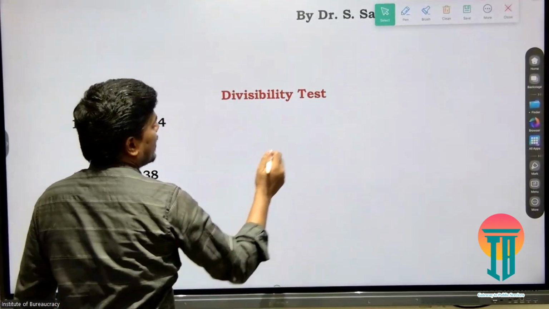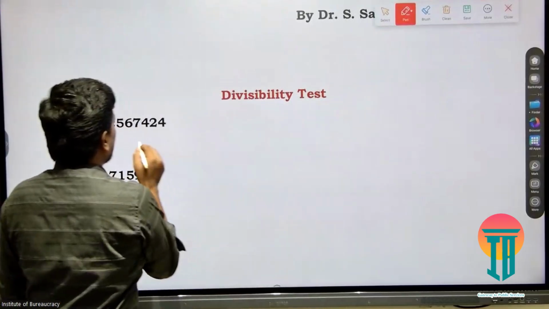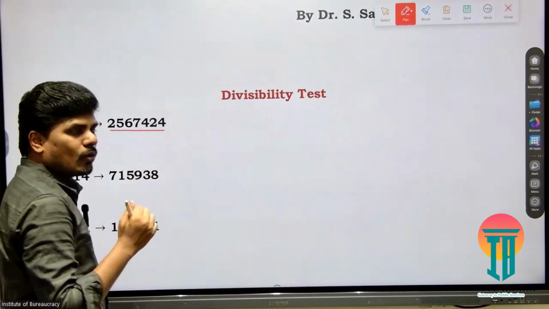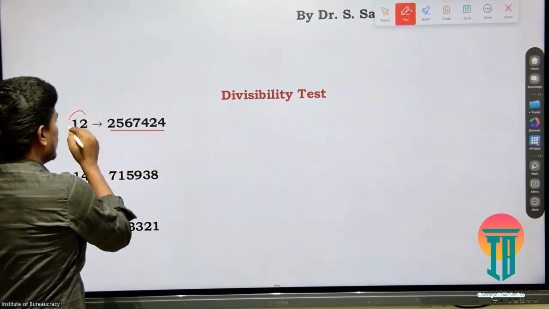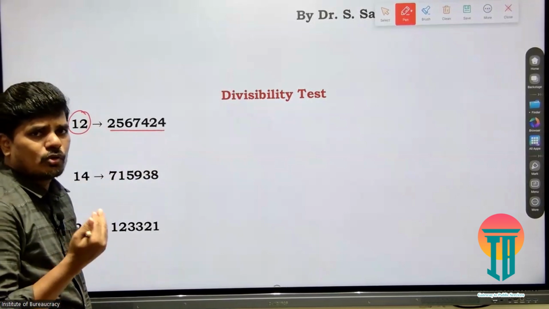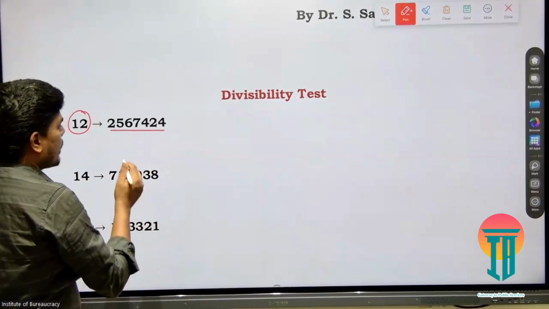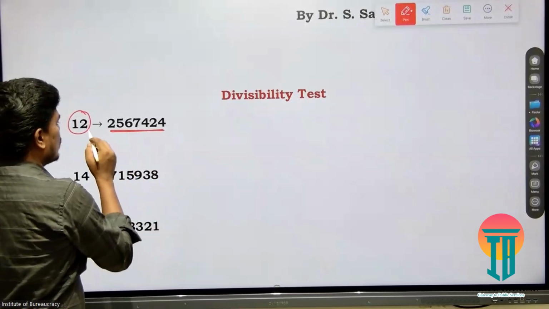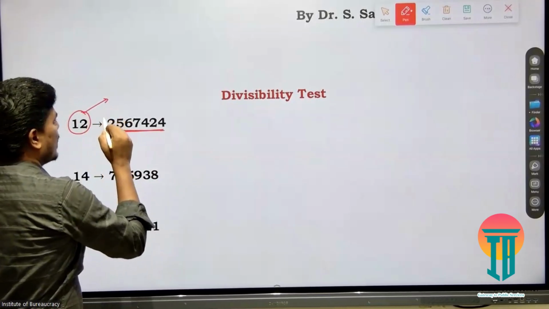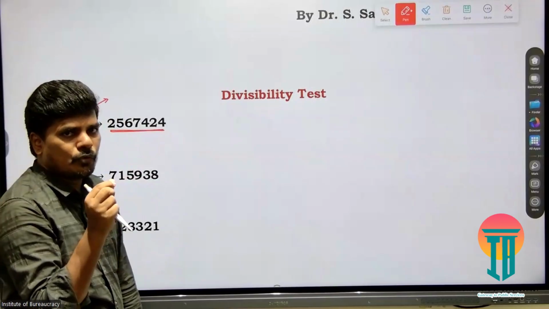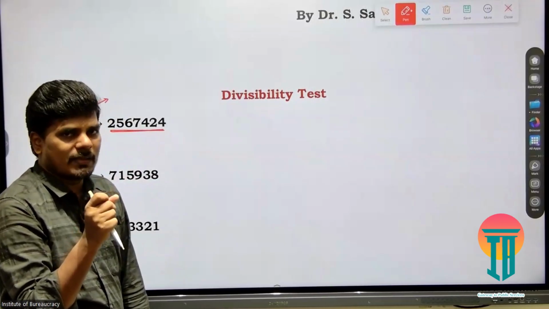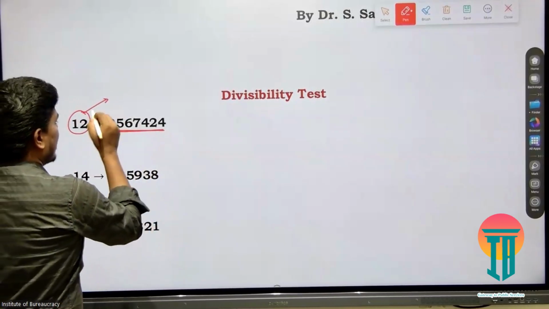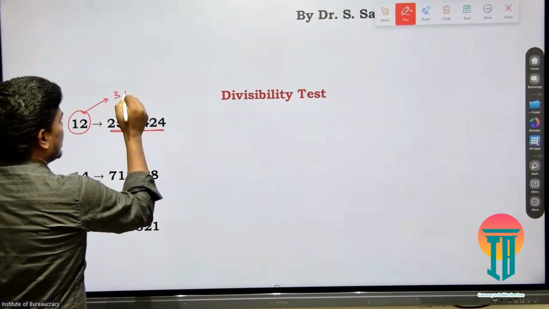So this is the given number. I want to know whether this number is divisible by 12 or not. 12 is a two-digit number. So for 12, what do we have to do? We have to write this 12 as a product of two co-primes or relatively primes. That means I can write 12 as 3 into 4.